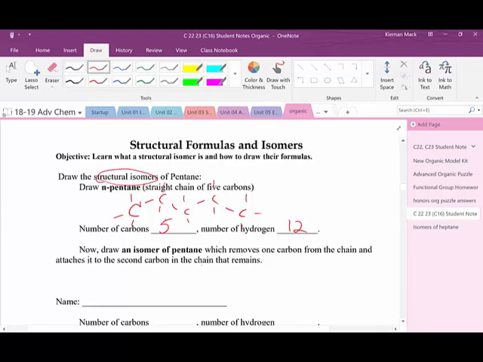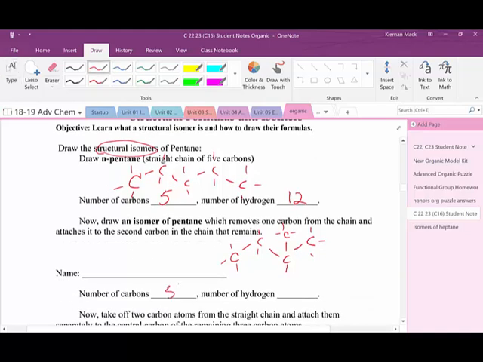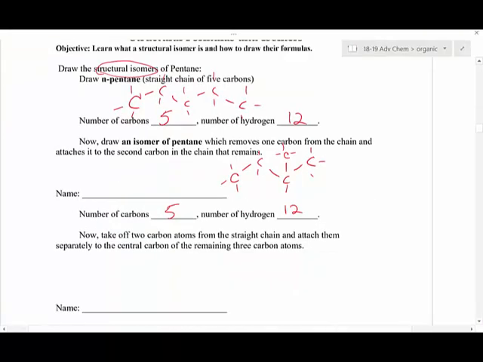So my first isomer, I'm going to draw the straight chain up to 4, and then having removed the carbon from the end, put that in the middle. You will note 1, 2, 3, 4, 5, 6, 7, 8, 9, 10, 11, 12. I still have 5 carbons and 12 hydrogens. So the structural isomer, simply the rearrangement of the molecule, changes its physical and chemical properties.